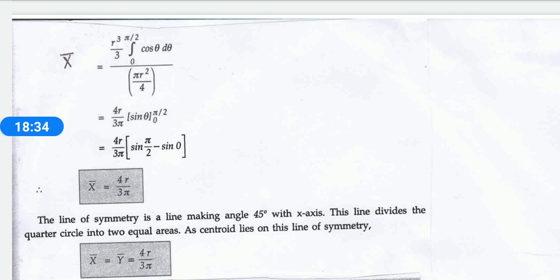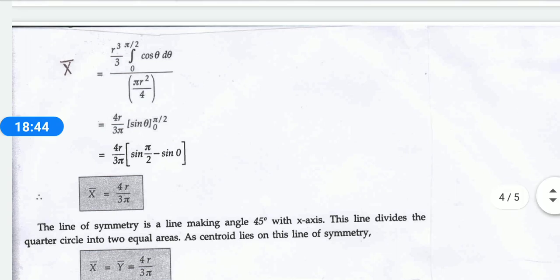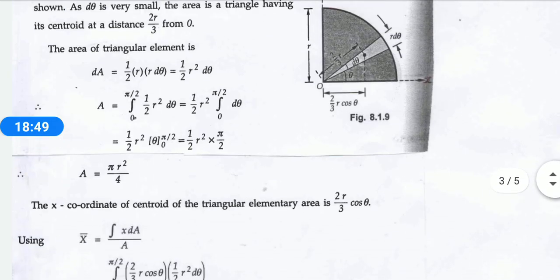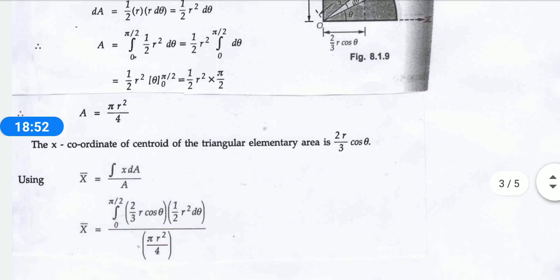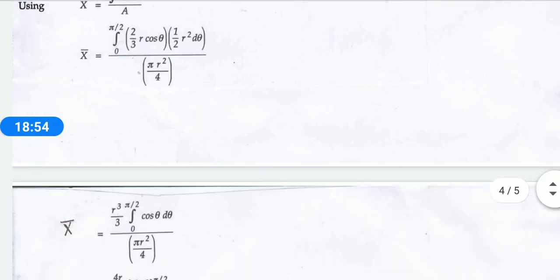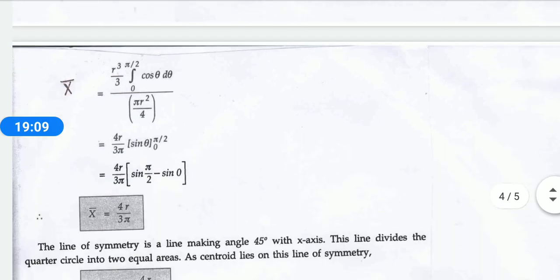In our previous problem we had taken y bar is equal to 0. Why? Because your axis of symmetry lies on the x-axis, so y bar is equal to 0. But here it can be divided into two equal parts, so y bar and x bar will be equal. For cases like semicircle, y bar is equal to 0 and x bar you will get the value. In a quadrant circle, x bar and y bar will be the same answer, so no need to find it separately.